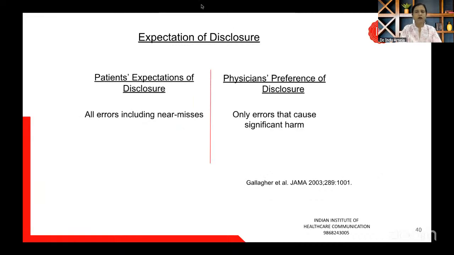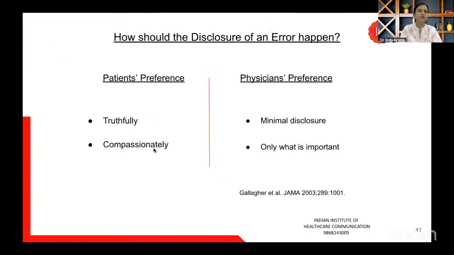Now, coming to the expectation of disclosure, patients expect disclosure of all errors, including near misses. Even if the patient has not received any harm or nothing has happened to the patient, the party expects even that to be shared with them. Whereas we would like to talk only about errors that have caused significant harm, and very honestly, something that we cannot cover. So that has to be shared with the patient party and their family members.